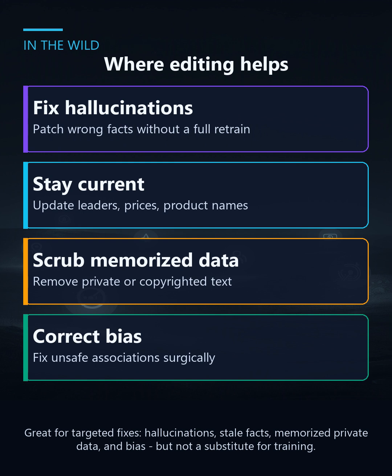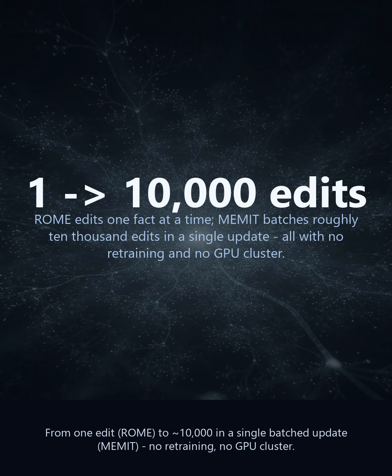Where is this useful? Patching hallucinations and factual mistakes without a full retrain. Keeping a model current as the world changes, with new leaders, prices, or product names. Scrubbing private or copyrighted text a model memorized. And correcting biased or unsafe associations surgically. The catch: editing at massive scale can slowly degrade the model, so it is best for targeted fixes, not a replacement for proper training.